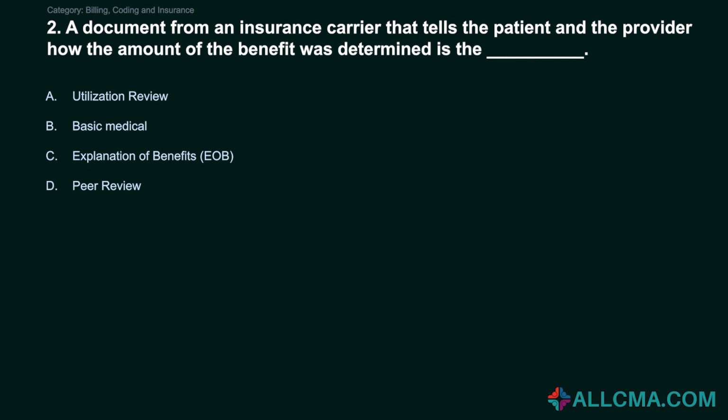2. A document from an insurance carrier that tells the patient and the provider how the amount of the benefit was determined is the underscore. A. Utilization review. B. Basic medical. C. Explanation of benefits, EOB. D. Peer review. Correct answer, C.